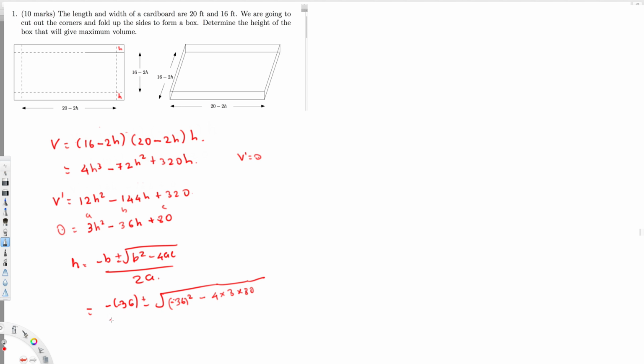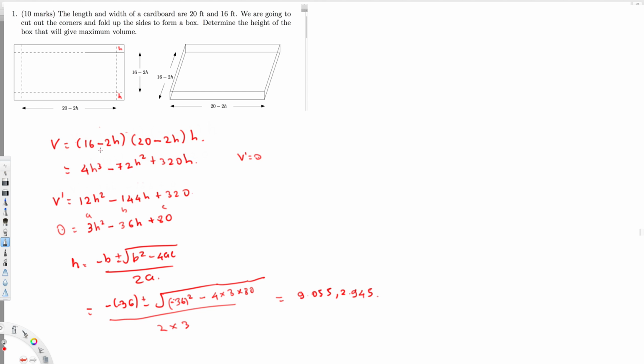And we divide this one by 2a, which is 2 times 3, and if you find the value, it comes out to be 9.055 and 2.945. We have two critical points right here, but before I go further, I have to check the domain, whether these two are in the domain.